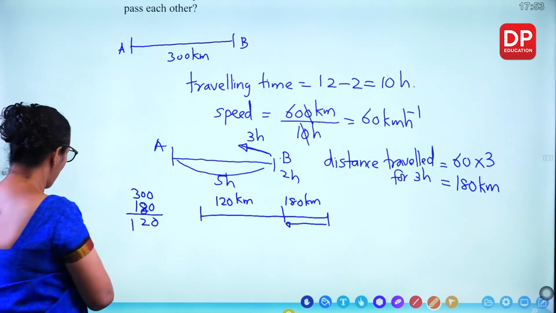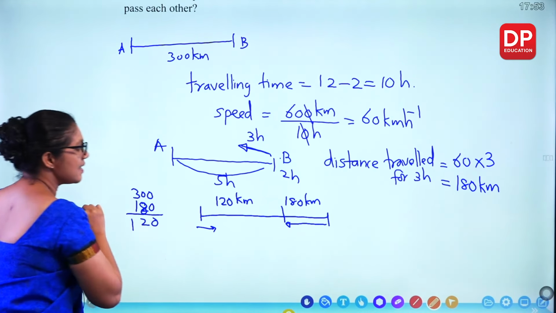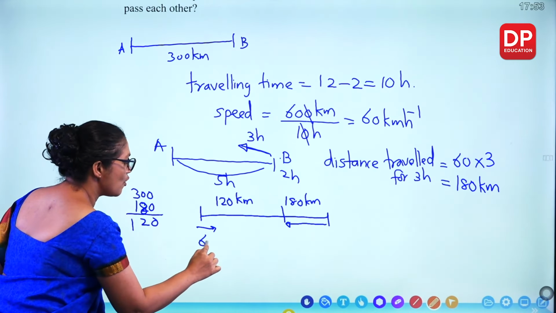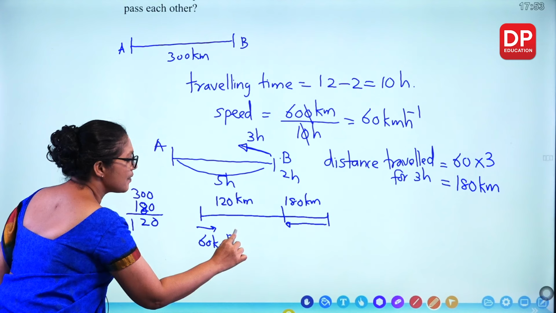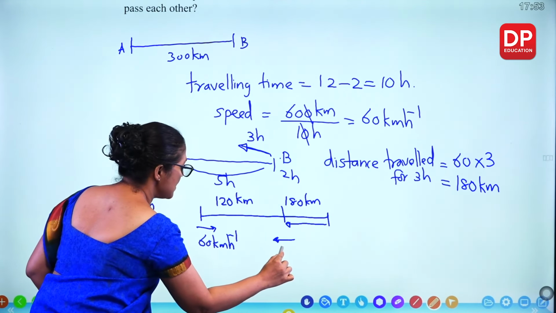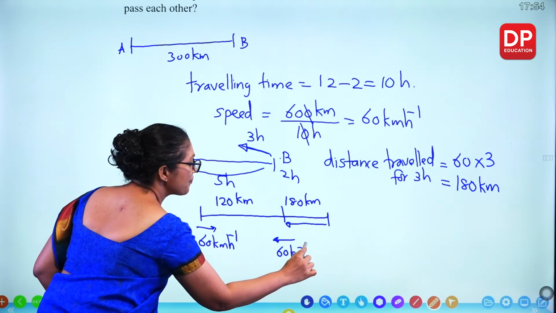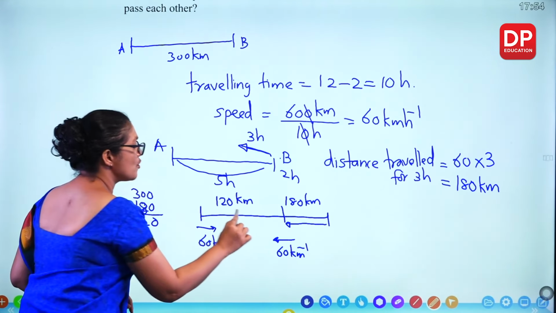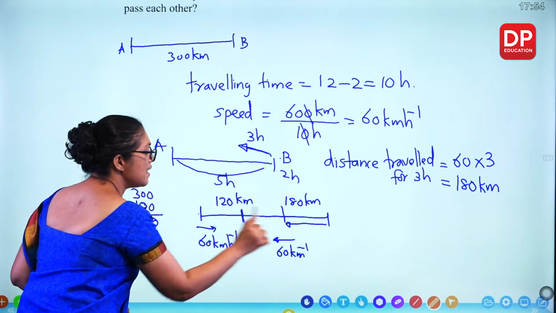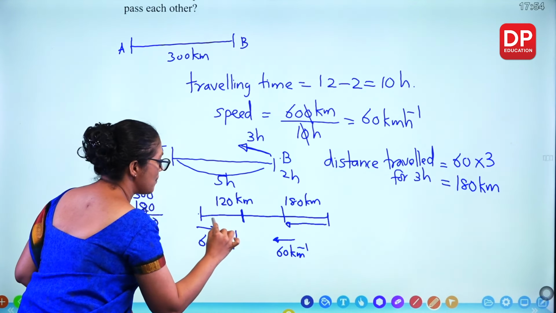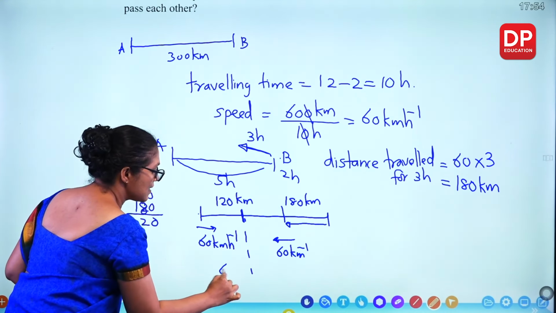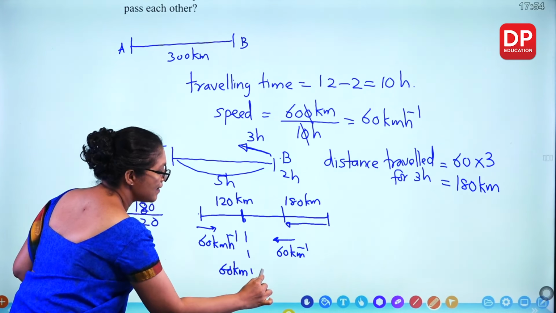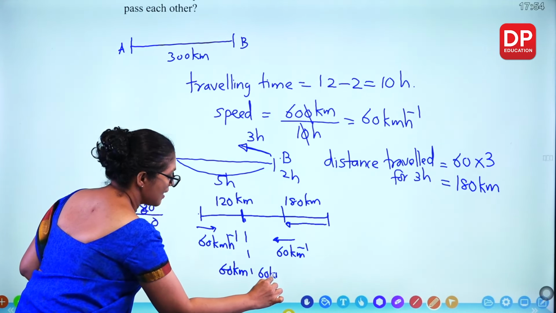Now this train starts at the same speed, 60 kilometers per hour, and this train also comes with 60 kilometers per hour. Because the two trains have the same speed, they need to meet at the midpoint of these two. So 120, what's the midpoint? 60 kilometers and 60 kilometers.